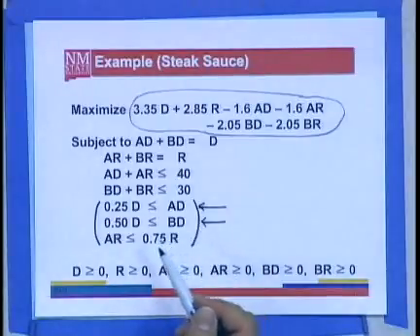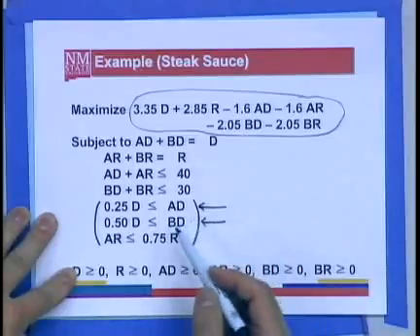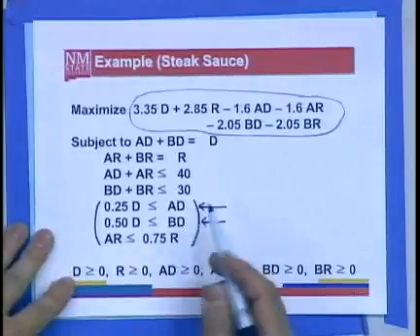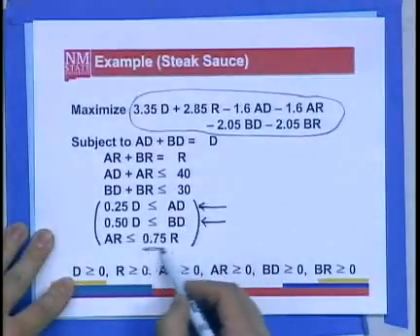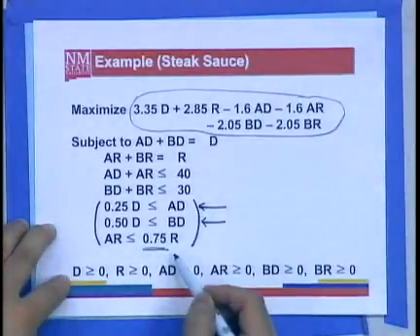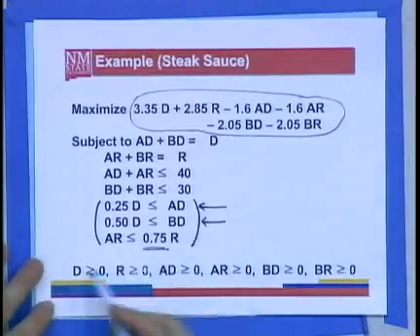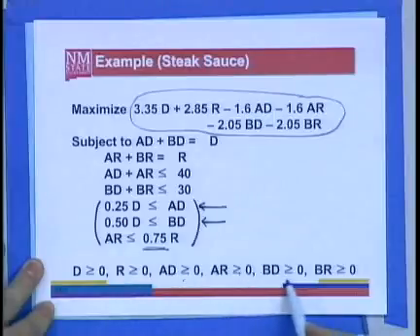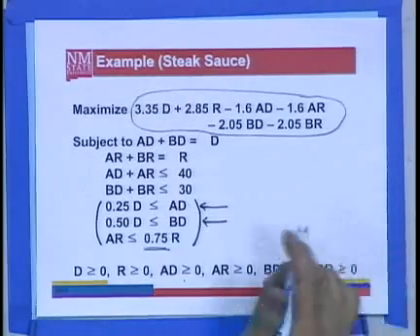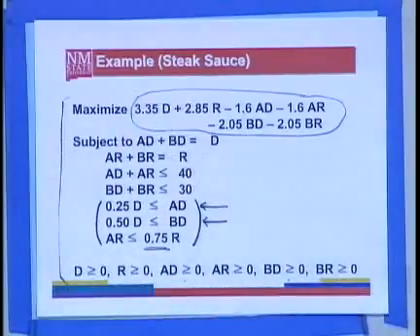And finally, Red Baron is also made by blending two ingredients, A and B. However, Red Baron must contain at most 75% of A. So we have AR is less than or equal to 0.75 times R, okay? And also, by adding non-negativity restrictions for each variable, we have completed the LP formulation like this, okay?